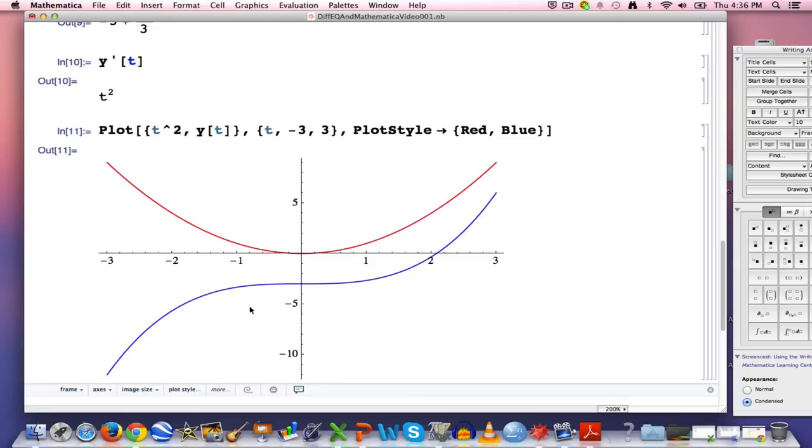T cubed over 3 plus c, for any c, will vertically translate this. When c is negative 3, we get this particular one that goes through the point t equals 0, y equals negative 3. And I'll end this first video there.